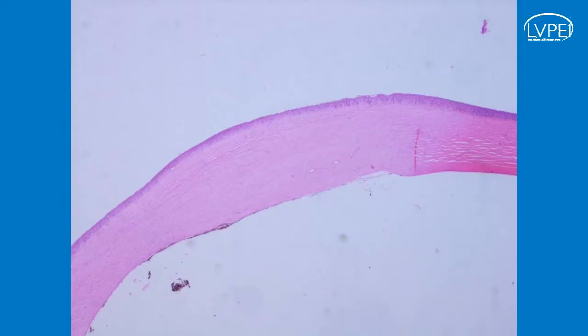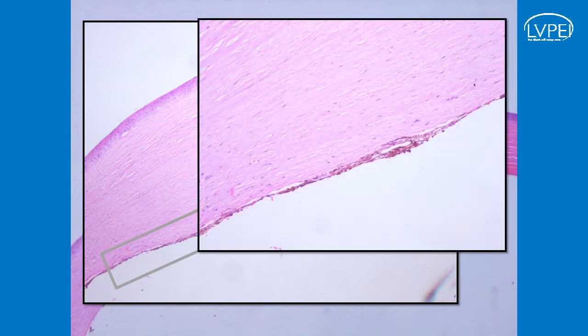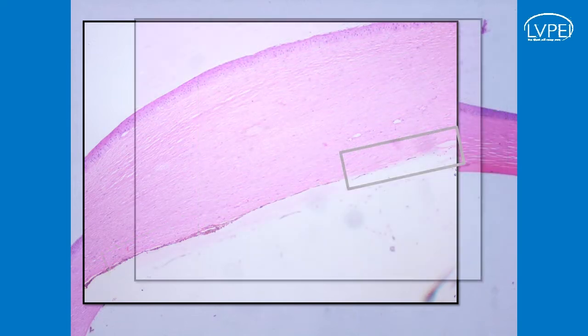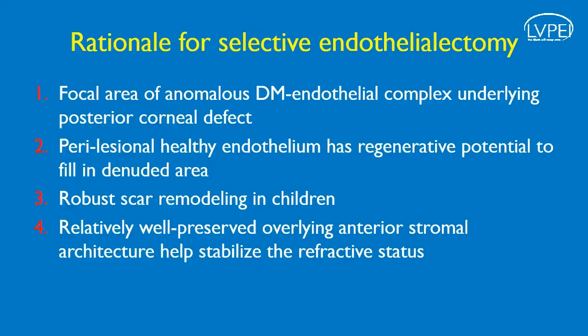Histopathologically, the posterior defect is filled with uveal tissue and anomalous fetal membrane, as evidenced in these histological slides. Perhaps this particular layer inhibits the normal endothelial migration, thereby preventing spontaneous recovery. Based on our clinical as well as histopathological observation, we felt there is a focal area of anomalous Descemet's endothelial complex underlying the posterior defect, which perhaps serves as a contact inhibition.